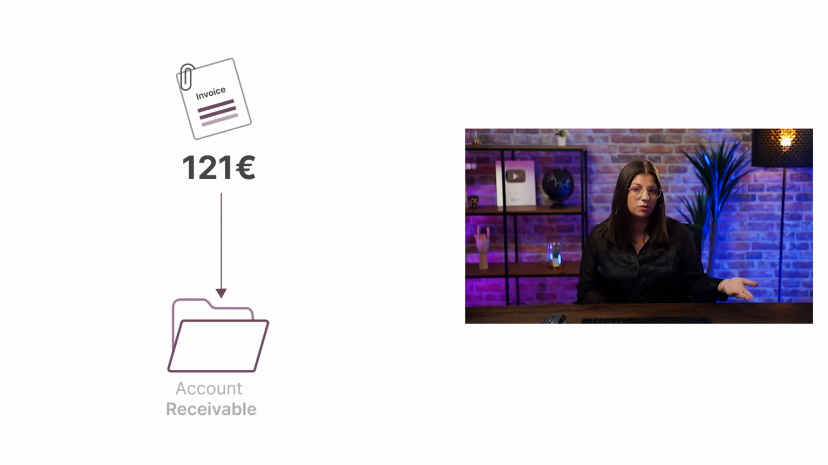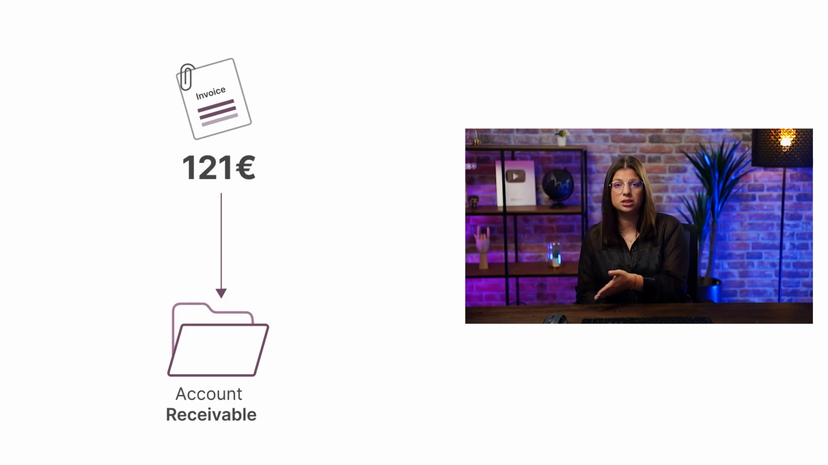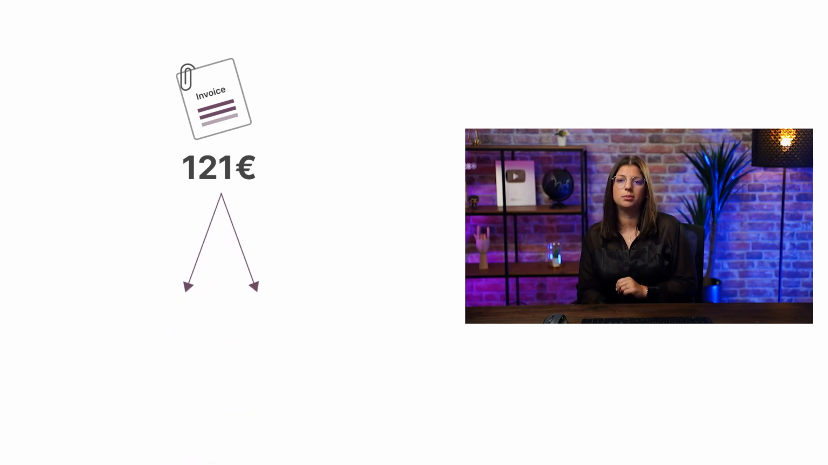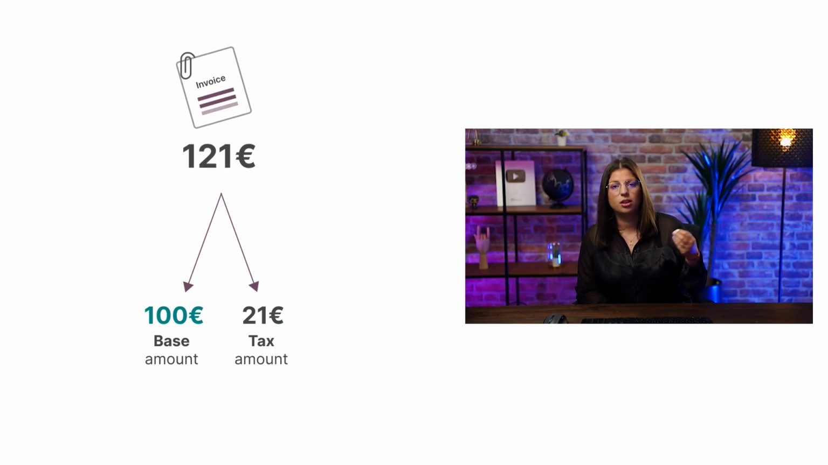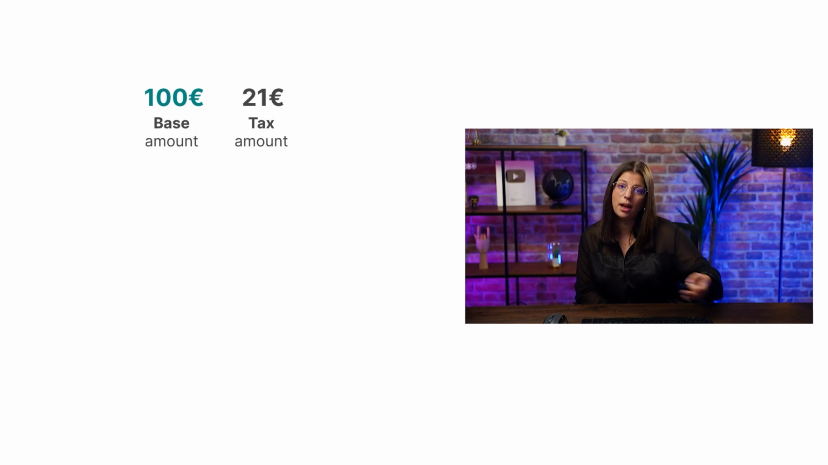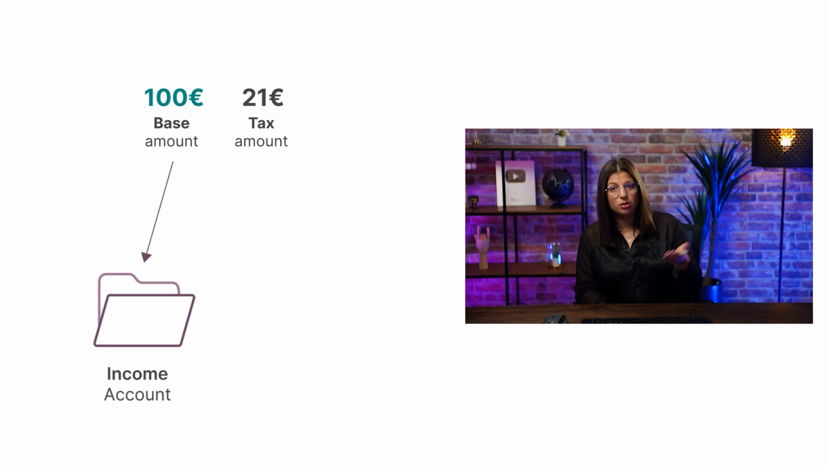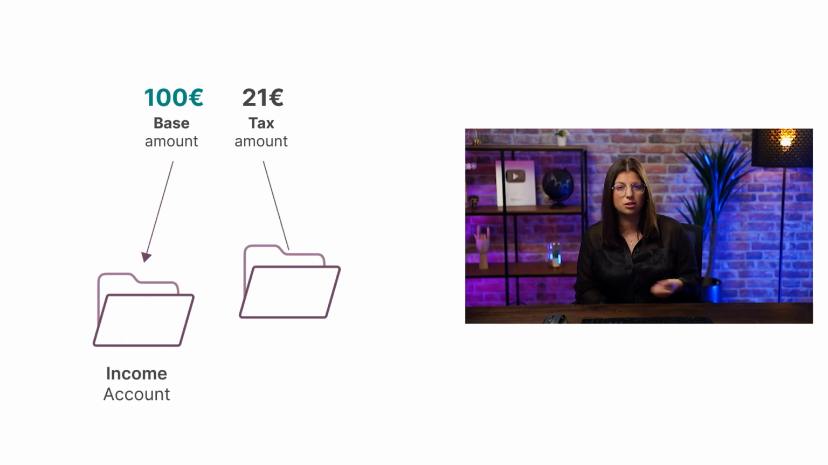First, let's understand how taxes and accounts are handled. Let's take the customer invoice as an example. The total amount of the invoice is 121 euros, which is the total amount of what our customer owes us, and therefore booked in the account receivable. However, 121 is actually split into two elements, a base amount of 100 euros and a tax amount of 21. The 100 represents my actual income and must be booked in the income account, whereas the 21 euros is a tax charged to my customer and must be booked in the tax received account.